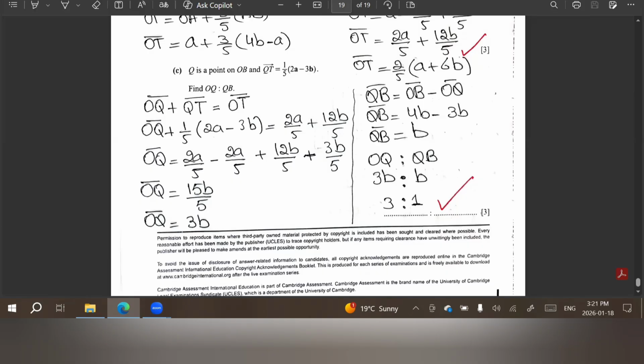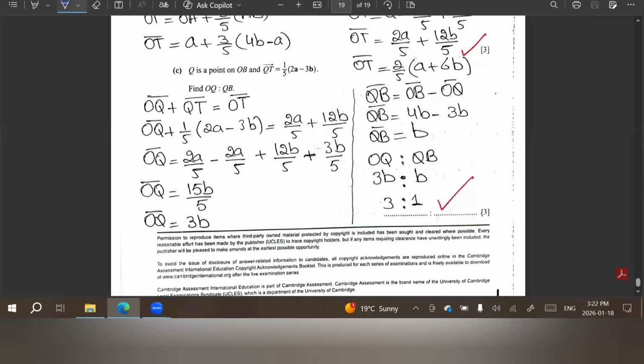The QB will be equal to OB minus OQ. So the QB will be equal to the OB, which is 4B, given in the diagram of the question, minus OQ, which is 3B. So QB will be 4B minus 3B, so you're left with B. So now their main question, OQ ratio QB, will be equal to 3B ratio B. B and B cancel, so you're left with a 3 ratio 1. So your answer will be 3 ratio 1.